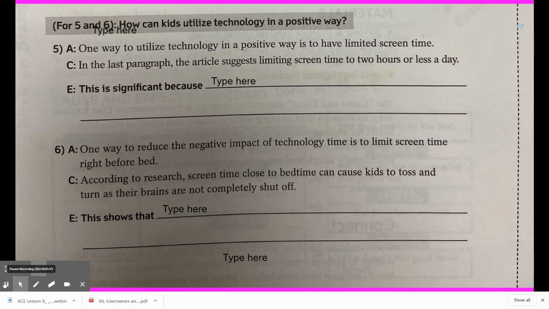All right, so maybe you wrote something along the lines of, this shows that screen time right before bed is not a good idea because kids are likely to feel tired and cranky the next day. Nobody wants a tired and cranky kid.